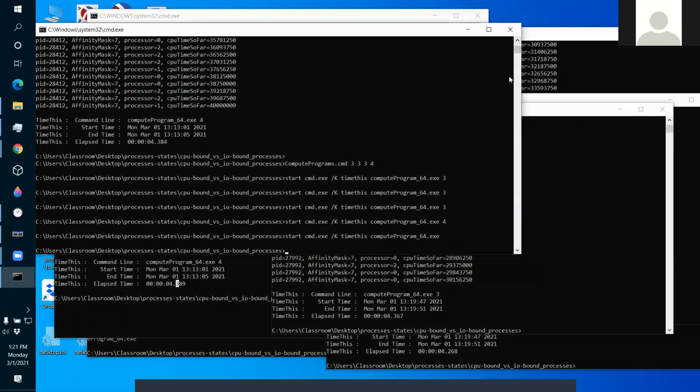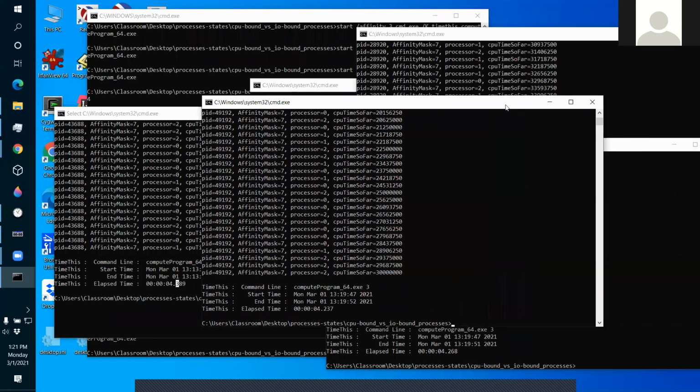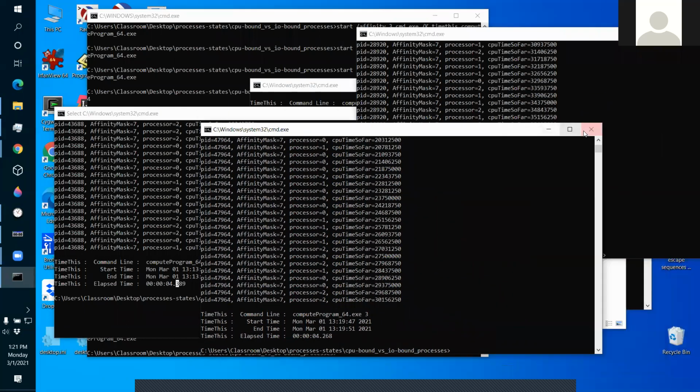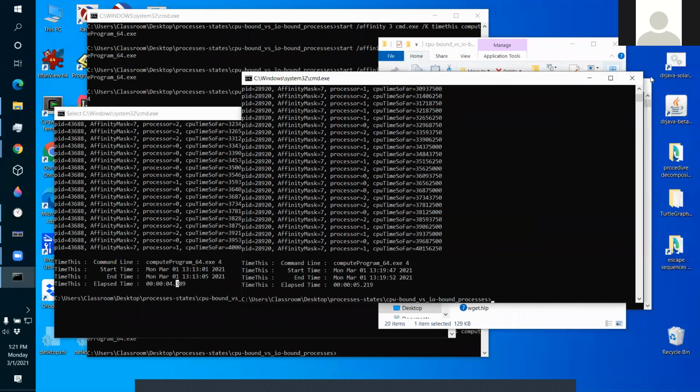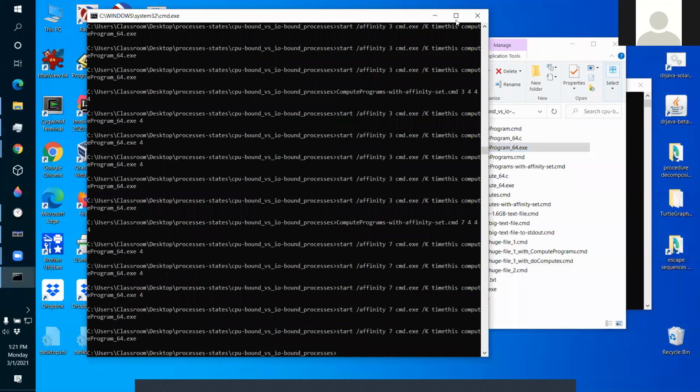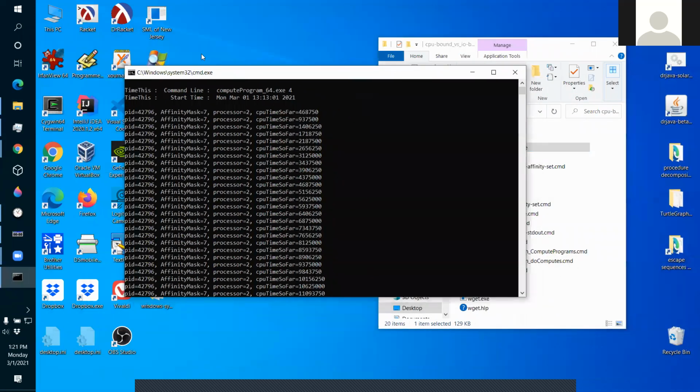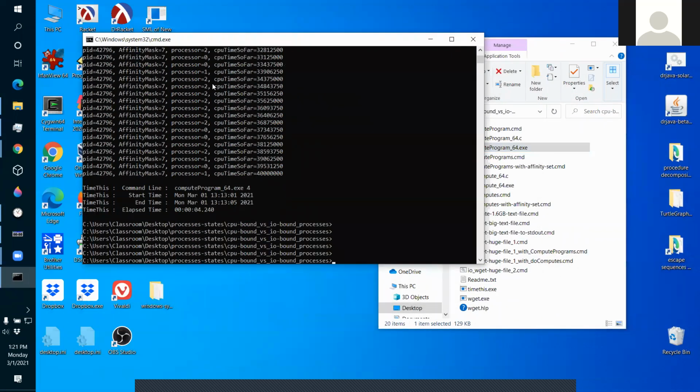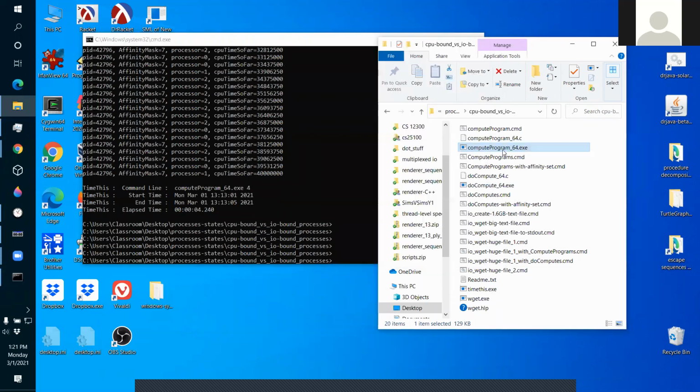Now, close all these. I accumulate too many windows. The windows stay up so you can read what's in them. You don't want them to close. You want them to stay up so you could see what was in them. Okay, that's the compute program that runs multiple of them.